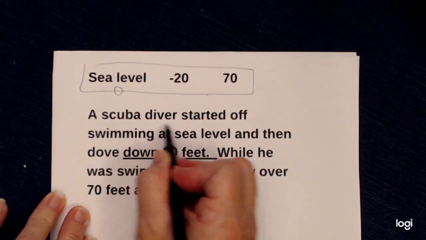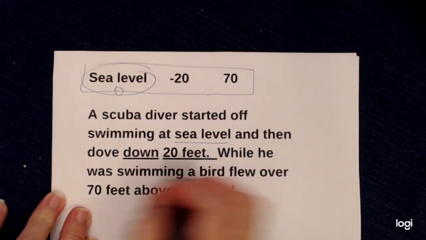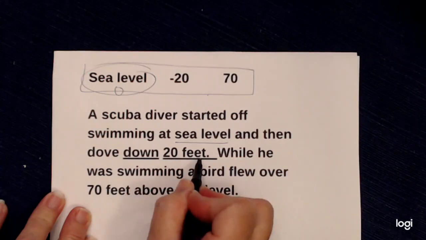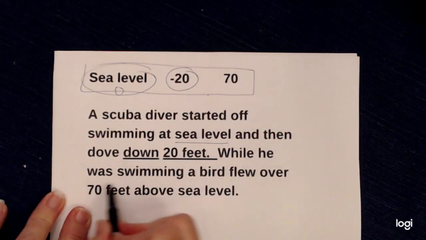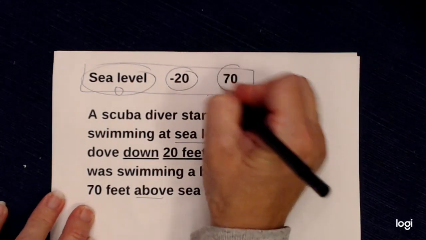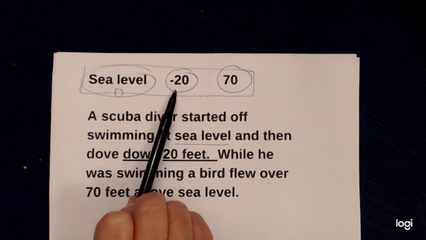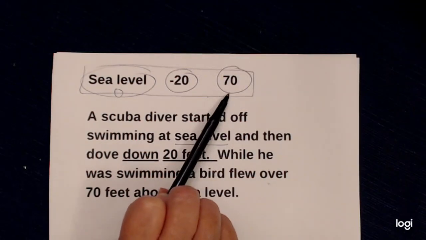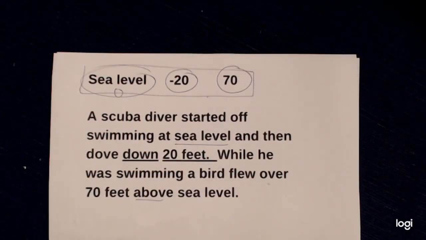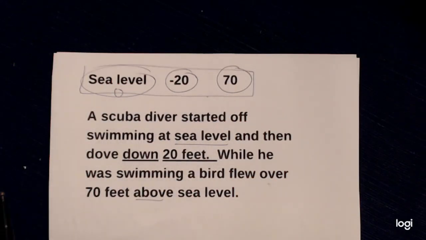A scuba diver started off swimming at sea level and then dove down 20 feet. While he was swimming, a bird flew over 70 feet above sea level. So I was able to make a very short story that contained sea level, negative 20, and 70. I'm going to ask you today to make up your own story using some numbers. They're not going to be these exact numbers, but they're going to be very similar.